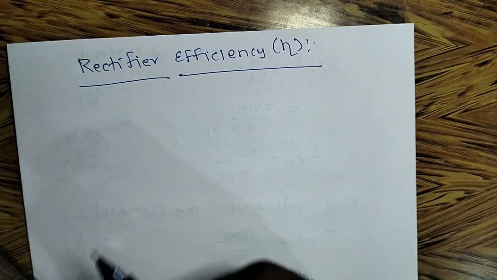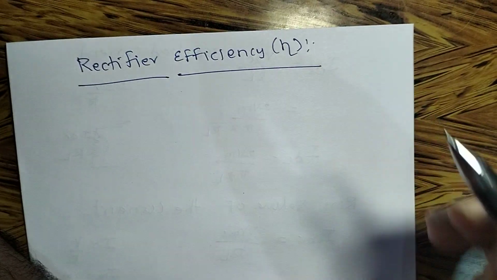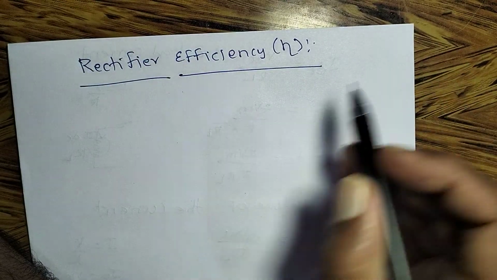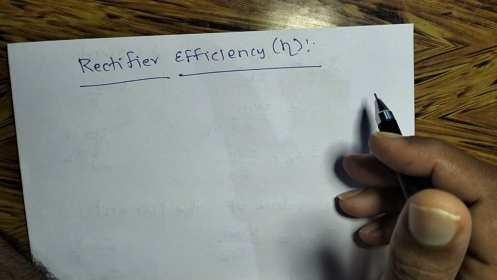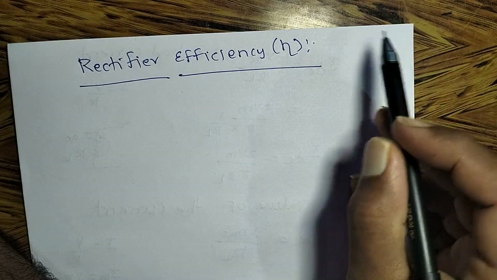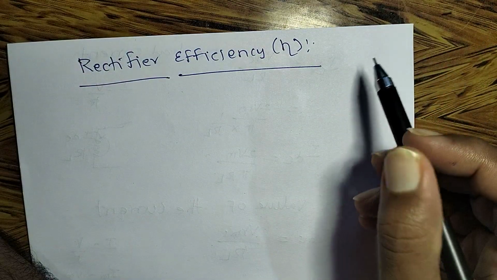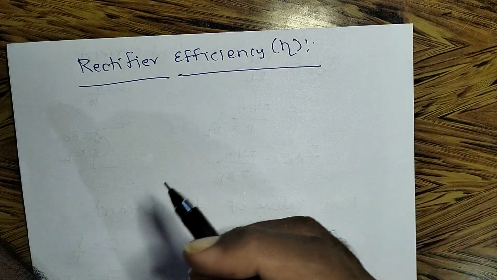Generally, what is efficiency? Efficiency is nothing but the output by input ratio. That is called efficiency. It can be in terms of voltage, current, or power. You can calculate anything: output voltage by input voltage, output current by input current, as well as output power by input power. So based on the formulas you can find it out.